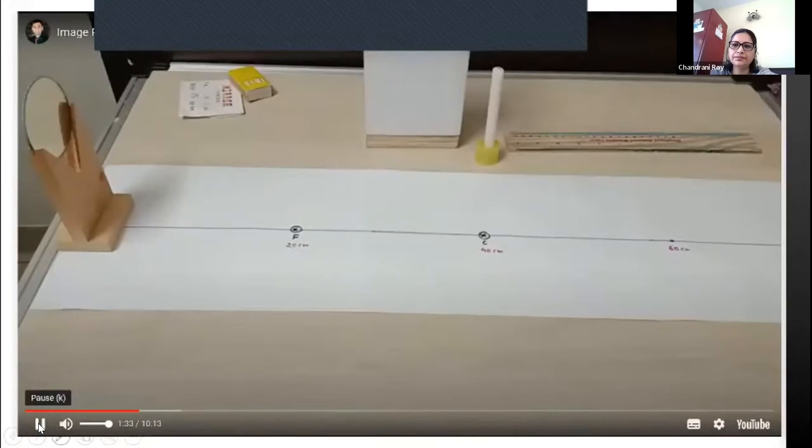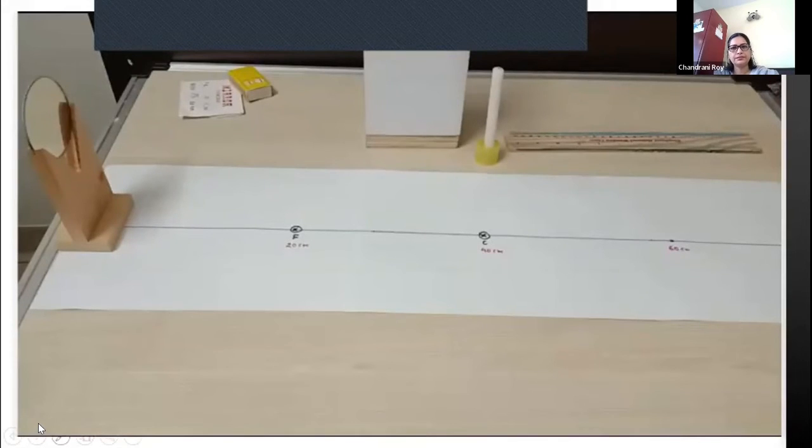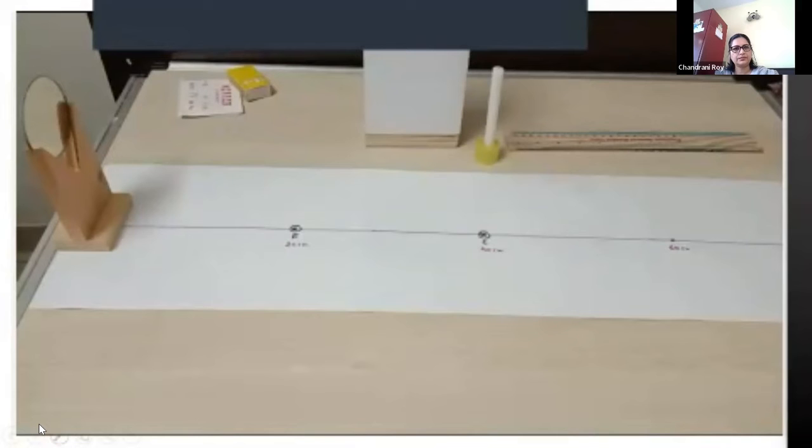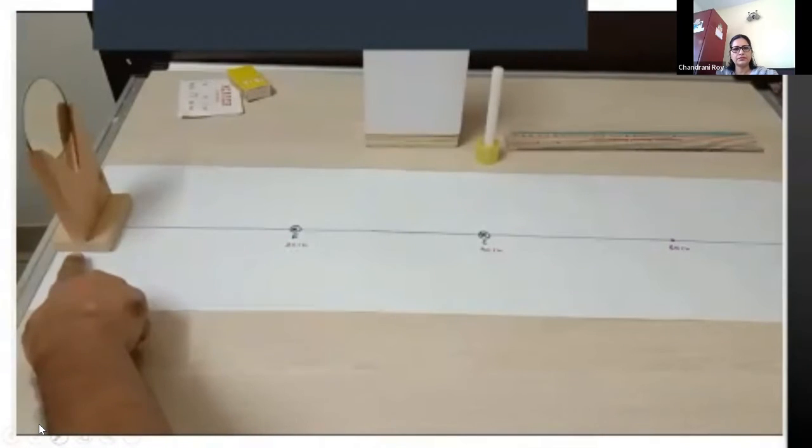I have joined 3 A4 size papers, then I have drawn a line, and then I have marked the distances 20 centimeters, 40, 60 and 80 centimeters. All those points are marked, and all these points are the distances which are measured from the mirror.